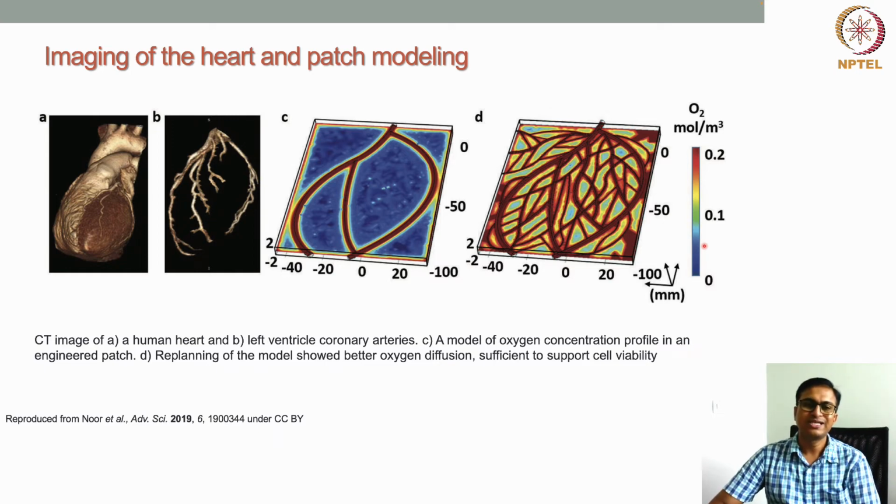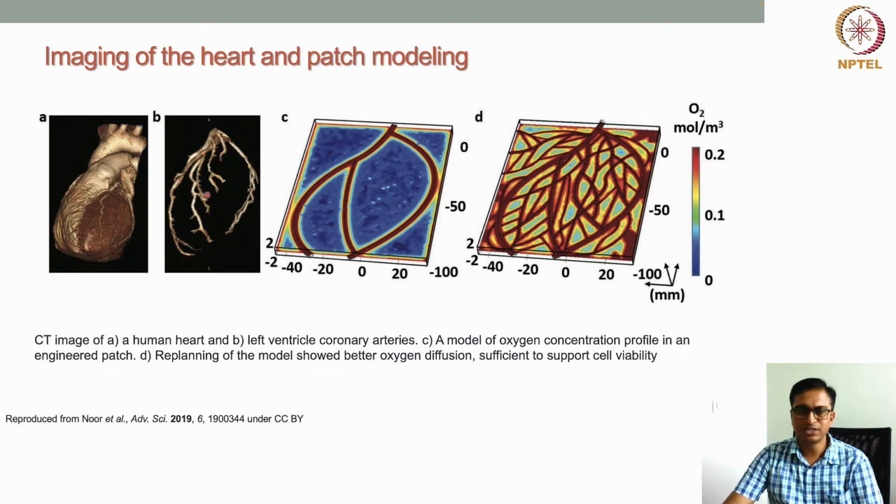Now, for generation of the blood vessels within the tissue, what they have used is a CT image of that patient's heart. Suppose the patient undergoes CT scanning, and by this way we can get the slices, the images of this particular tissue. From there, we can extract the left ventricle coronary arteries.